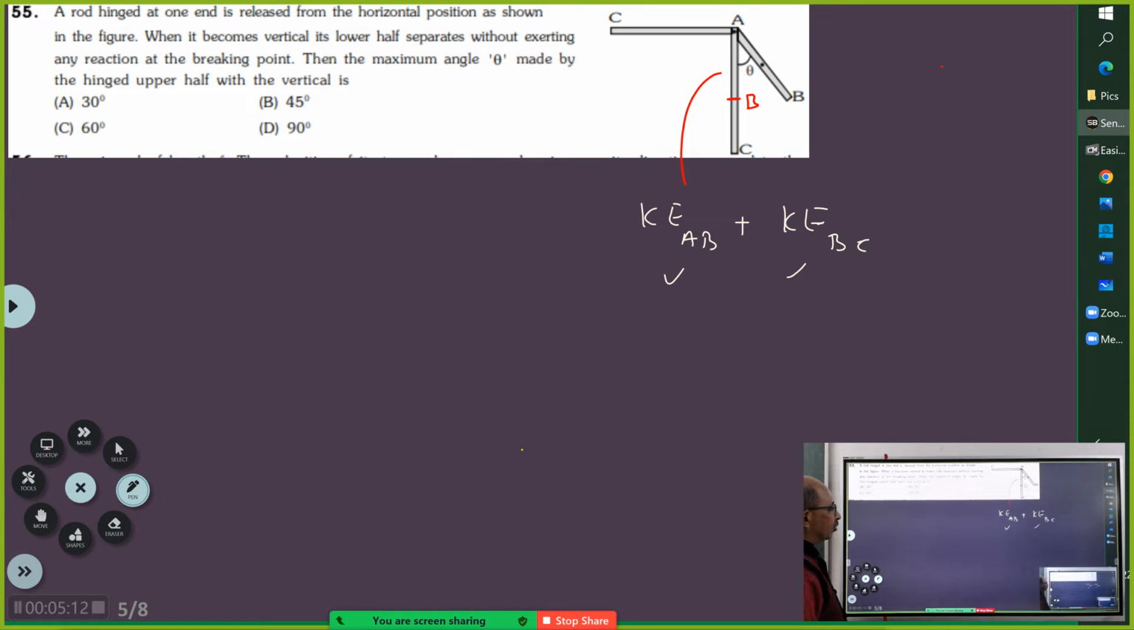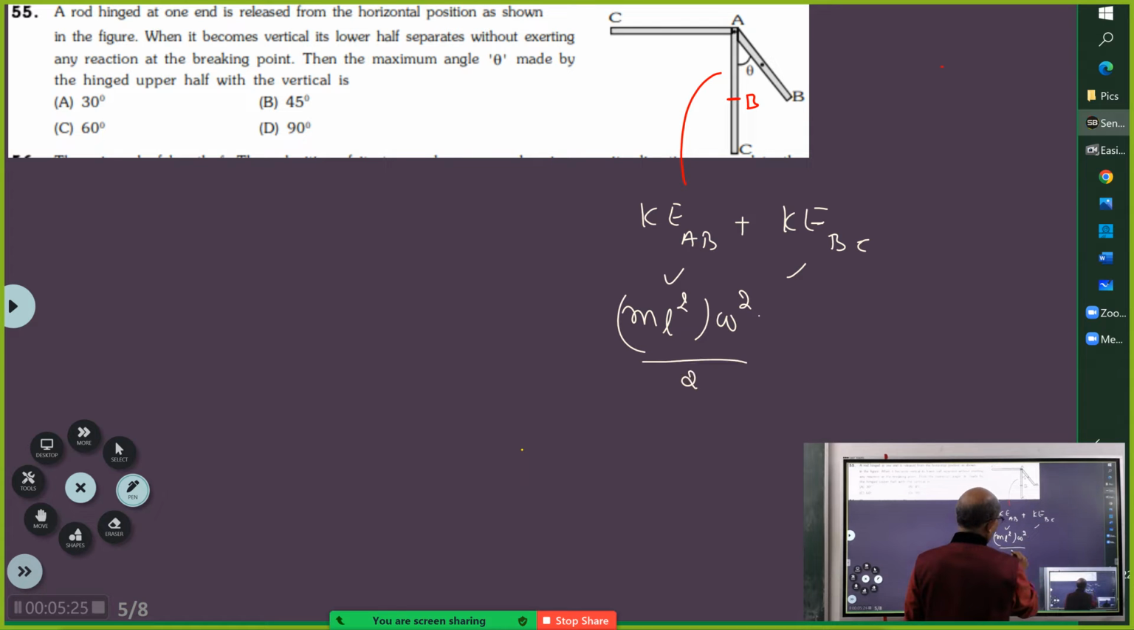Okay, sir, when we consider the kinetic energy of AB, how much is it? It is ml square omega square by 24. How do you get this?